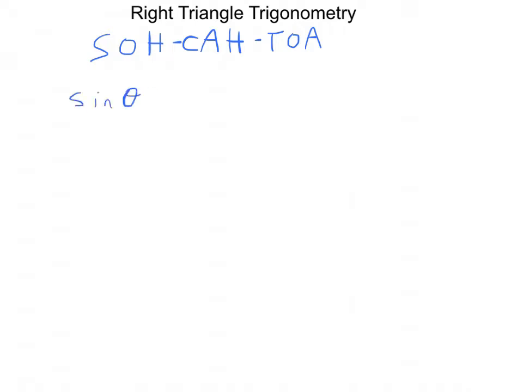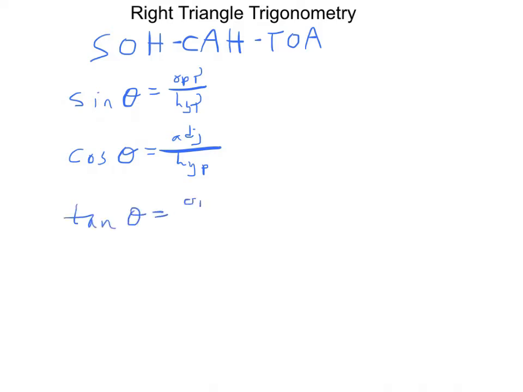idea that the sine of an angle is equal to the opposite side over the hypotenuse. The cosine of an angle is equal to the adjacent side over the hypotenuse, and the tangent of an angle is equal to the opposite side over the adjacent side. Keep in mind these three ratios can only be used in right triangles.